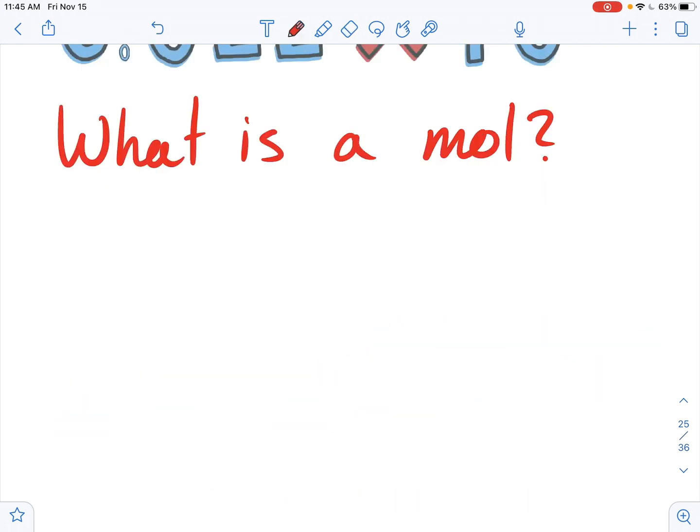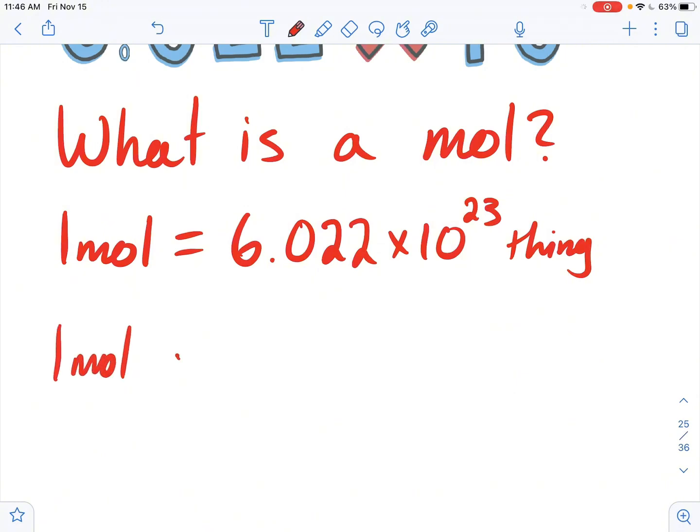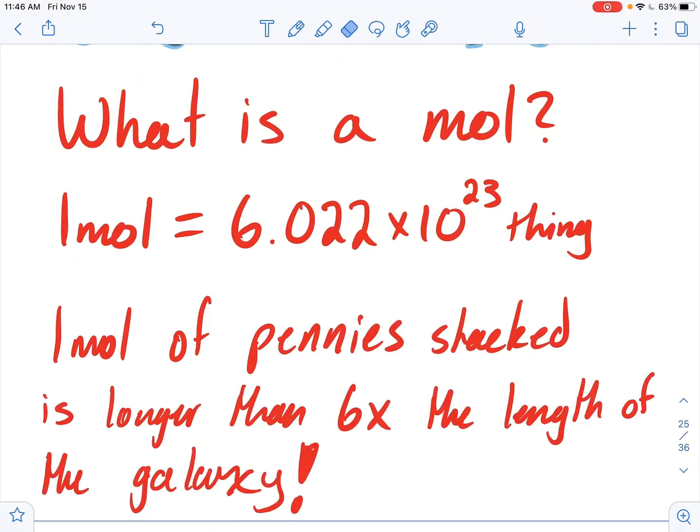So first, what is a mole? Well, 1 mole is just equal to 6.022 times 10 to the 23 things, right? So of course you can have a mole of hydrogen gas, but you can also have like 1 mole of pennies. A mole of pennies stacked is actually longer than 6 times the length of the galaxy.